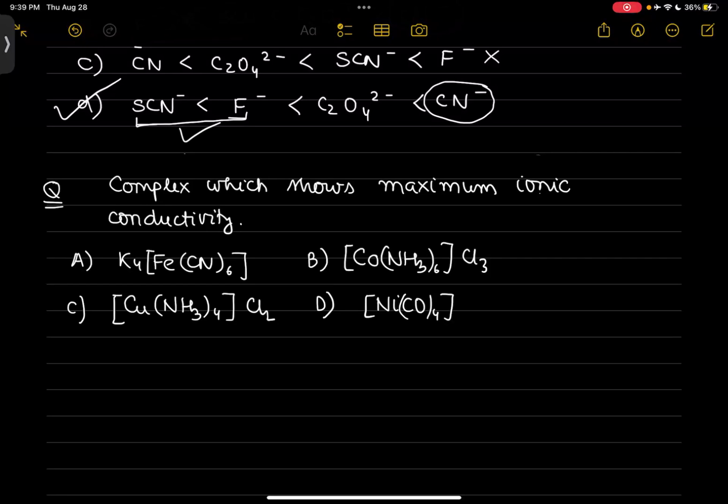So how are you attempting it? In case you need my help related to the concepts, you can clearly ask me. Basically, when you put them in water, they will split into ions and start conducting electricity. That's what the question says. So Yuvita, this is from the NEET PYQ. You can tell me which complex is going to show the maximum electrical conductivity.